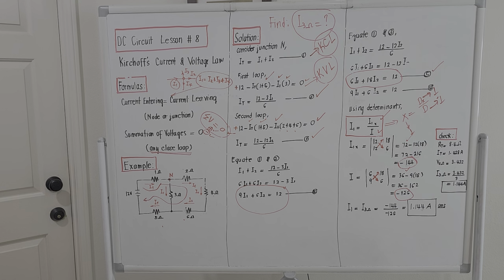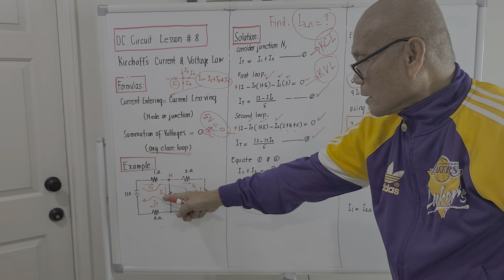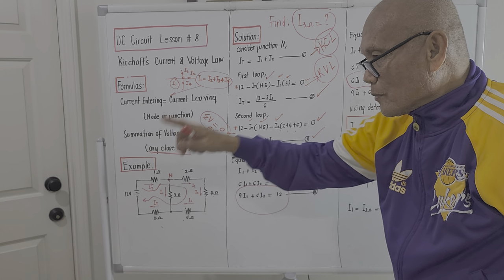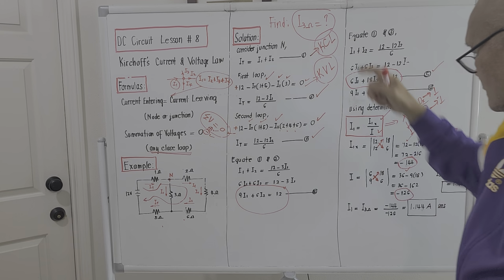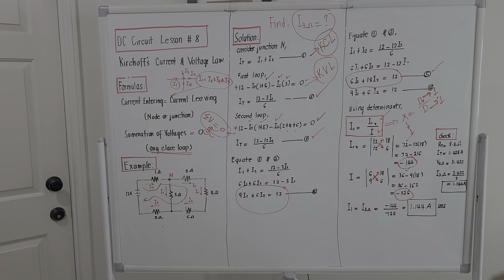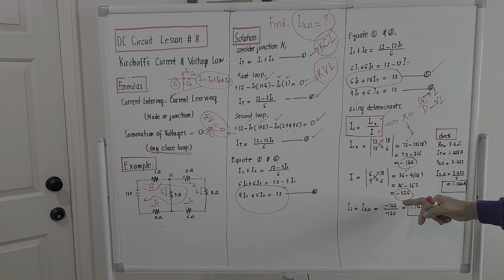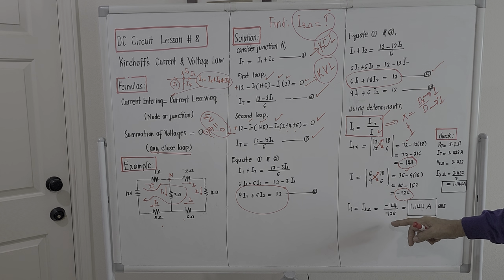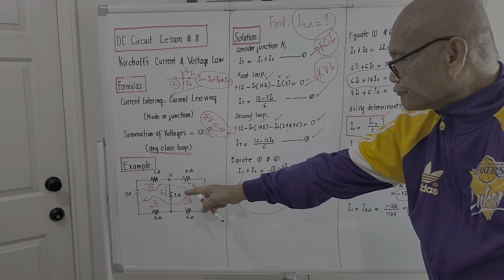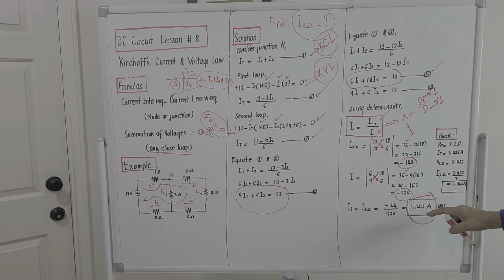Okay? We will go directly for the value of I sub 1. We do not have to compute for I sub 2 because we are only interested in the value of I sub 1, and that I sub 1 is actually the current passing through the 3 ohm load. The problem is asking for the current passing through the 3 ohm load. So by using determinants, like what I said, we computed the determinant of I sub 1 and the determinant of I already, so it will simply be negative 144 over negative 126, negative over negative is plus, and the value of the current passing through the 3 ohm load is 1.144 amperes.